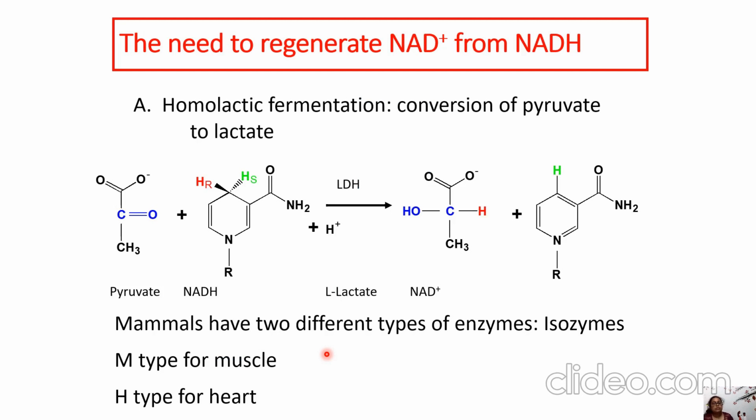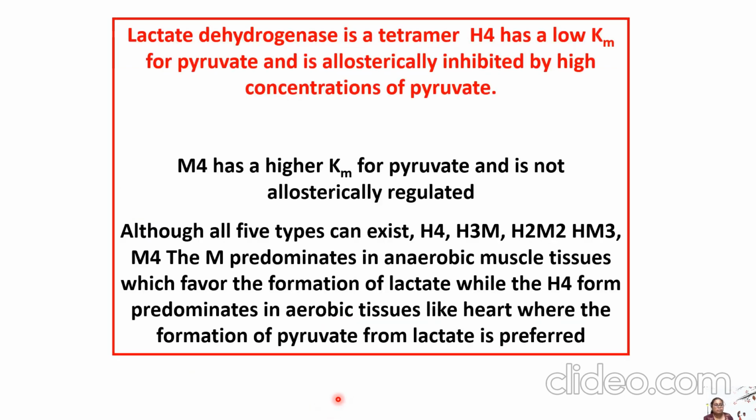So what is the need to generate NAD plus from NADH? Homolactic fermentation is the conversion of pyruvate to lactate, and mammals have 2 different types of isozymes. M will be used for muscle and H type for heart. Lactate dehydrogenase is a tetramer. H4 has a low Km, high affinity for pyruvate and is allosterically inhibited by high concentrations of pyruvate, whereas the muscle isozyme has a higher Km for pyruvate and is not allosterically regulated.